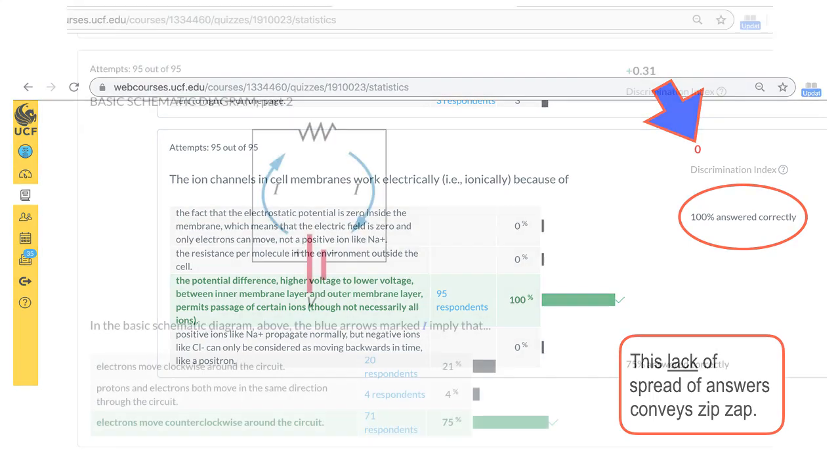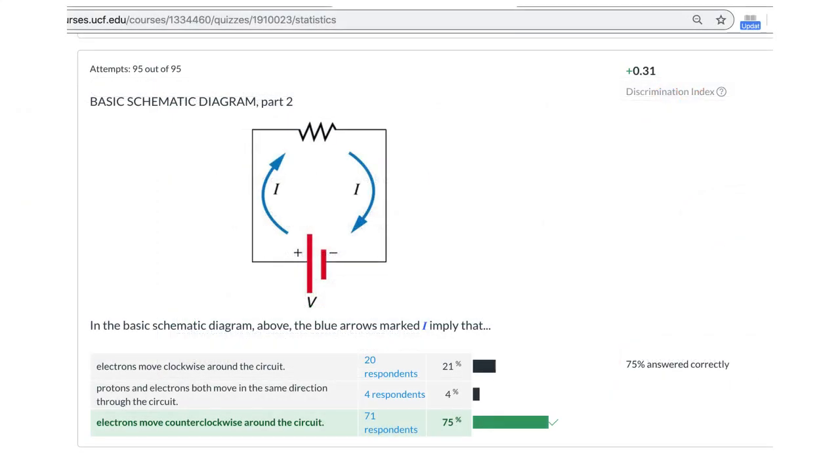All right, next question I want to review with you. This one surprised me, but discrimination index of 0.31, and this up here shows me that there's still some misconceptions. A good 75% got it correct, but this should have been 100% or darn close. And you can see that there's 95 respondents, but about a quarter of the class got it wrong.